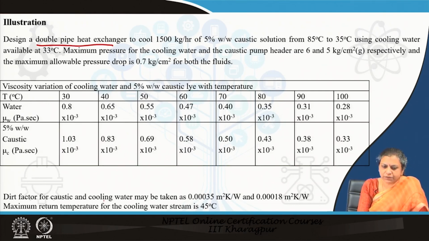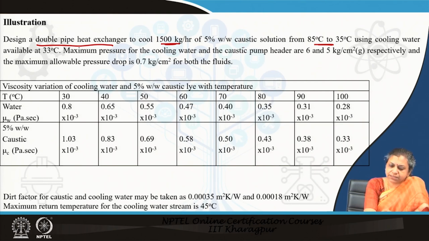If this had not been mentioned, if just the service had been mentioned, that I have 5% weight per weight caustic soda solution, the flow rate is already mentioned here, it has to be cooled down, it is at a higher temperature. So it has to be cooled down, and I have also mentioned that we will be using cooling water. Normally under Indian conditions, the cooling water is available at say 33 to 35 degrees centigrade.